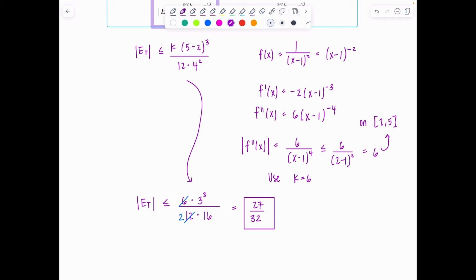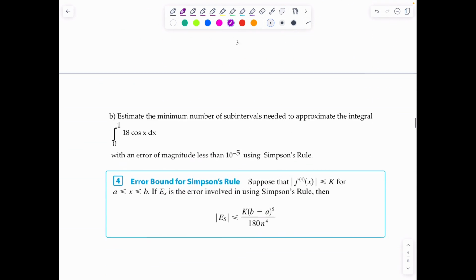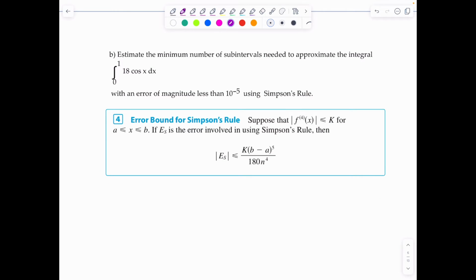One more having to do with approximate integration. And again, I just did some error-bound problems, okay? So estimate the minimum number of subintervals. That means we're finding n, okay? Needed to approximate the integral from 0 to 1 of 18 cosine x dx with an error of magnitude less than 10 to the negative 5th using Simpson's rule.